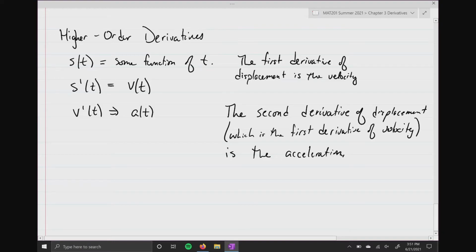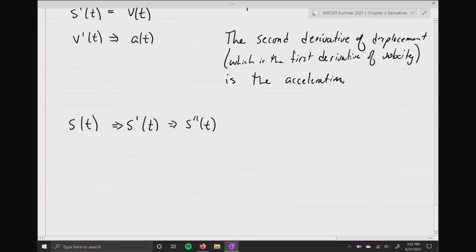All right. So what you could do is just write a little equation. s of t, which equals s prime of t, and s double prime of t. And what I'll do is underneath, I'm just going to put velocity, and then the derivative of that is our acceleration. Now, as long as you can take a derivative, you can keep doing this.